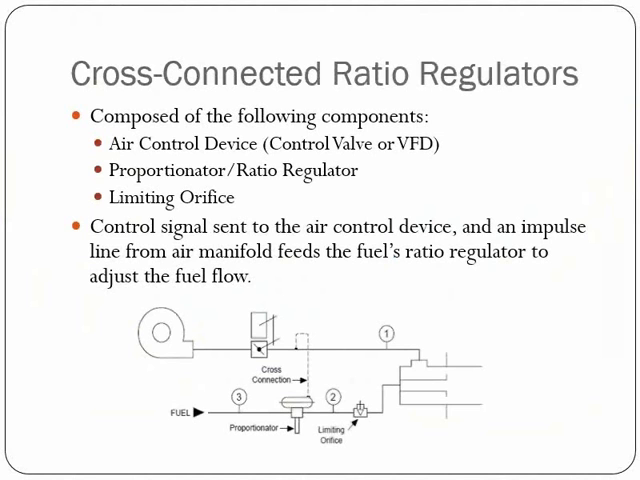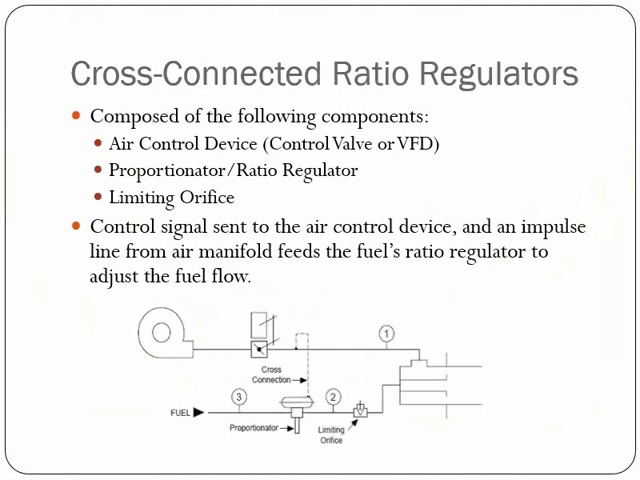Whether it's the variable frequency drive on your combustion air fan or the control motor on the air damper control valve, the temperature control signal is sent there. The impulse line is installed downstream of this device, and that impulse line will send a signal. It'll feed air pressure into the top part of that ratio regulator. So as that ratio regulator sees an increase or decrease in air pressure from the air line, it will then increase or decrease the amount of fuel that it allows to pass through.